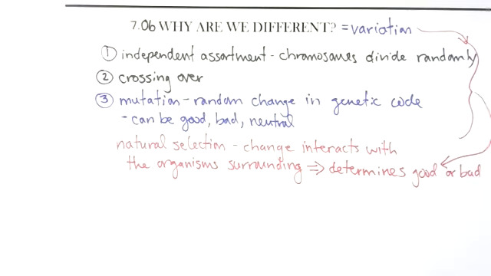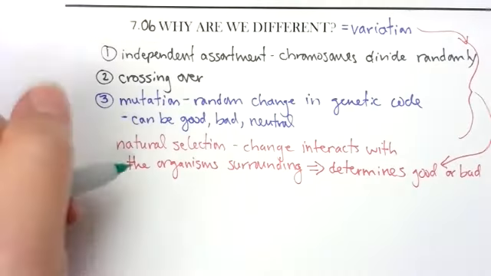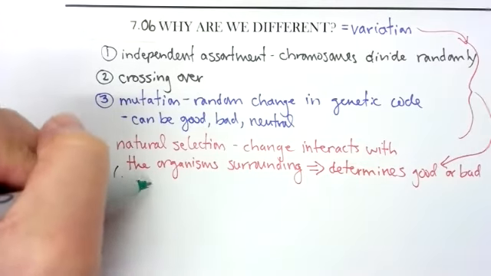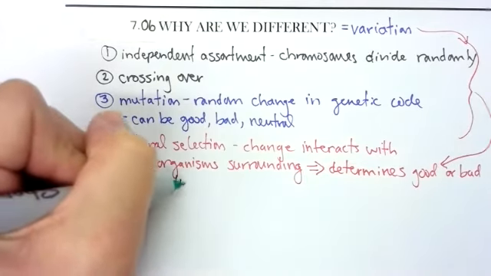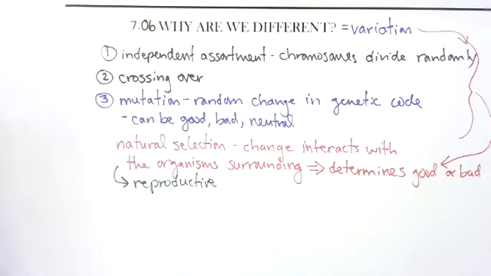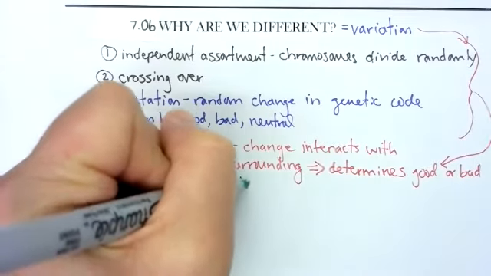So we call that natural selection leads to what we call reproductive advantage or disadvantage.